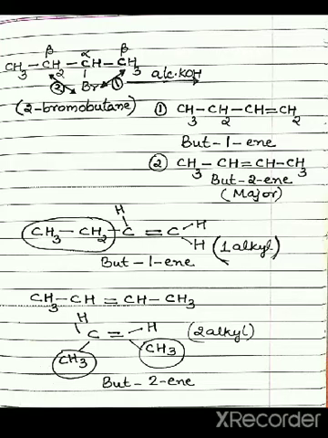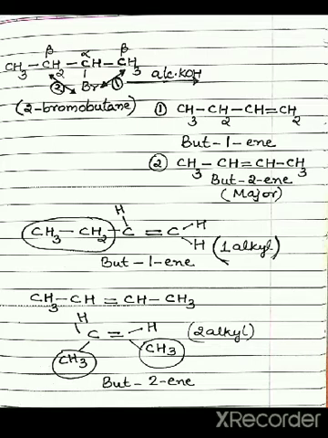Consider the first case. When beta hydrogen is eliminated from CH3 group along with bromine from alpha carbon, a double bond will be formed between those two carbon atoms, and thus the product alkene formed is but-1-ene. Consider the second case. When beta hydrogen is eliminated from the CH2 carbon along with bromine from the alpha carbon, a double bond will be formed between those two carbon atoms. The product alkene formed in this case is but-2-ene.